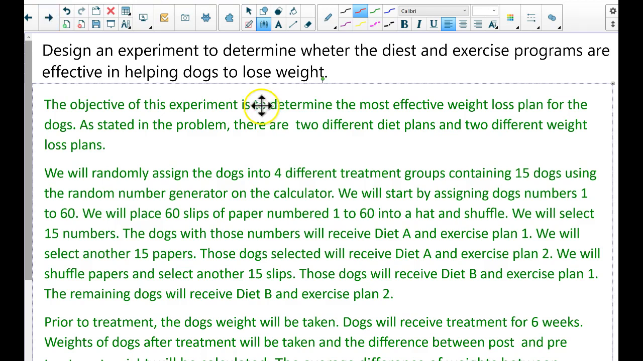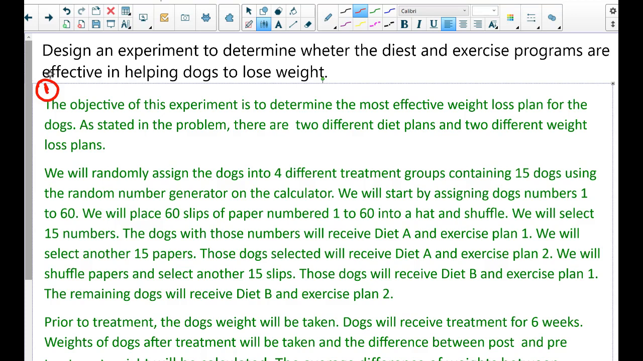The objective of this experiment is to determine the most effective weight loss plan for the dogs. As stated in the problem, there are 2 different diet plans and 2 different exercise plans. So there I've just stated the objective of the experiment.